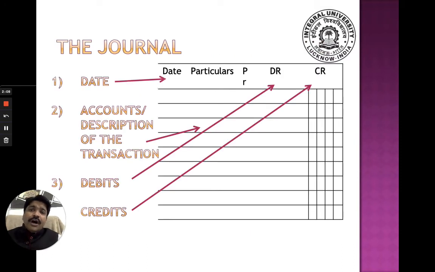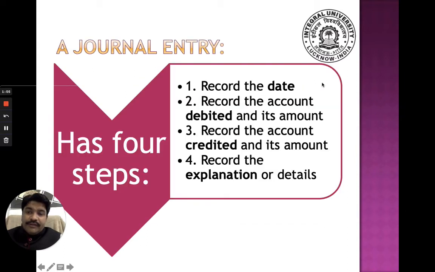If we see how the journal looks, this is a proforma of the journal entries: date, particulars, ledger folio, debit column, and credit column. Journal entries have four steps: record the date, record the account debited and its amount, record the account credited and its amount, and record the explanation or details, which in accounting terms is known as narration.